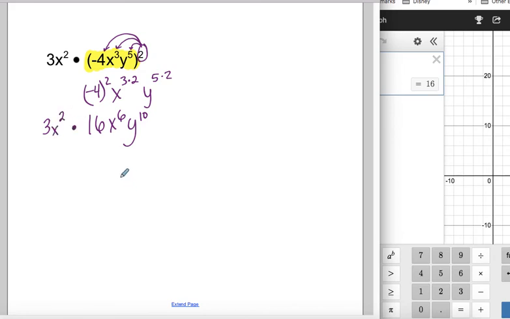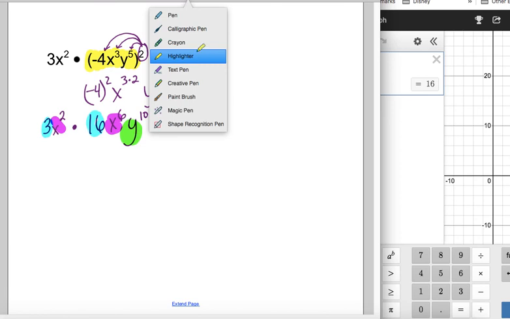So out front we also had this 3x squared and it was multiplying. So now we have to deal with the product rule. So remember, the product rule is that our coefficients are going to multiply. So our coefficients are the 3 and the 16 there. And then we're going to look for our like bases. So our like bases are the x's. And then we also have a y here, and it doesn't have a like term, so it's really just going to stay like it is.